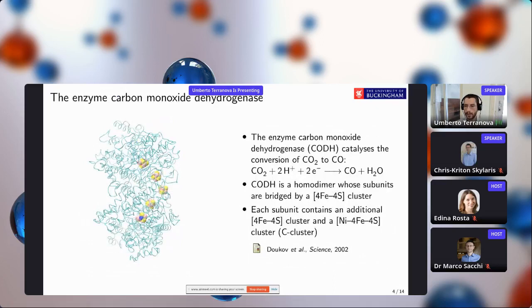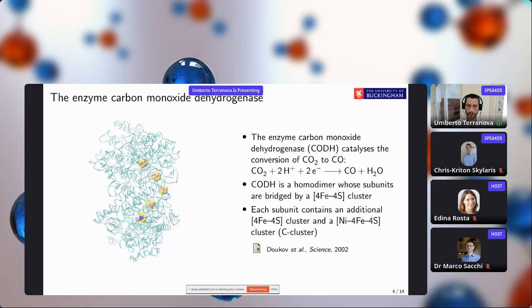So the CODH is a homodimer, and the two subunits are bridged by an iron sulfur cluster, which you can see here in the middle of the representation. You should think of the two subunits as a top and a bottom. Each subunit contains an additional iron sulfur cluster and a nickel iron sulfur cluster at the farthest point from the central one, and in one of them you can see in blue a nickel atom.